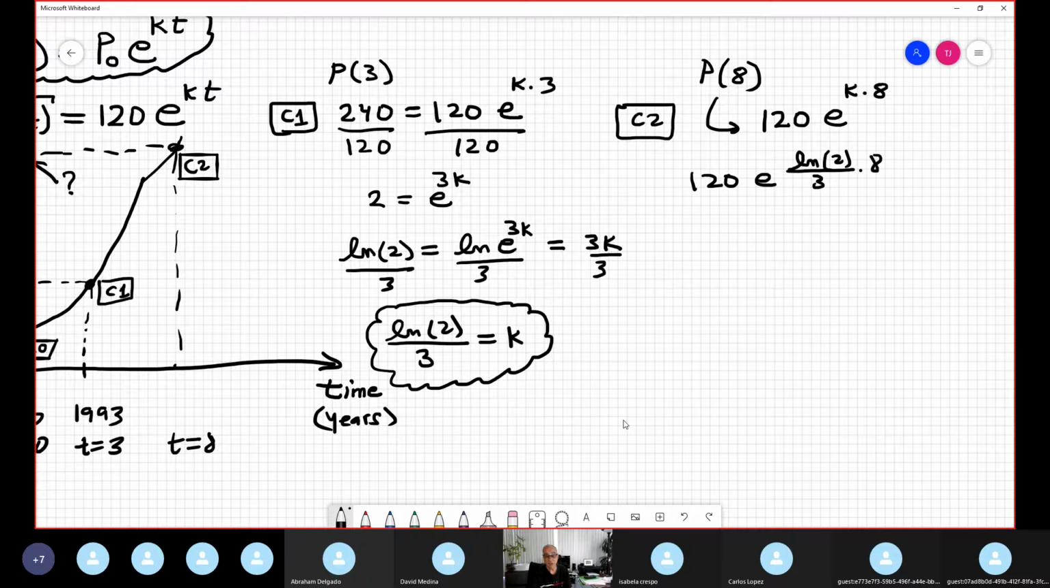And this is, be careful. Let me erase this. Not clear. 120 e, and the exponent part of e, I copy ln of 2 divided by 3 times 8, right? And you can put it like that in the calculator. Or either way, the way you prefer.